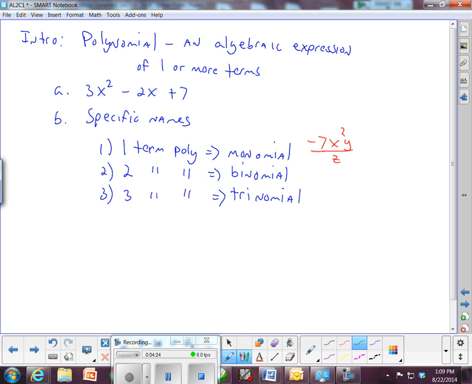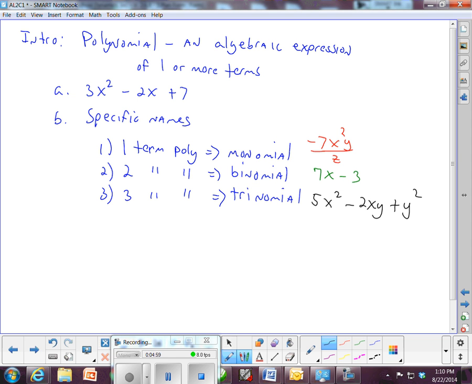A common binomial would be something like this: 7x minus 3. So the 7x is the first term and the negative 3 is the second term. Common binomial there. And then here would be an example of a trinomial. How about something like 5x squared minus 2xy plus y squared? In this case, the 5x squared is the first term, the negative 2xy is the second term, and the positive 1y squared is the third term.